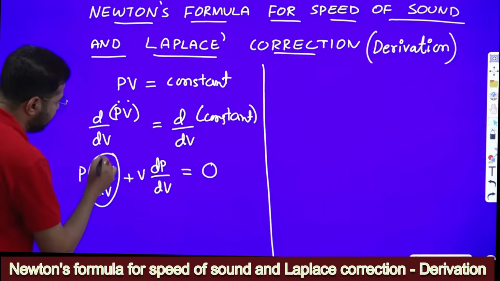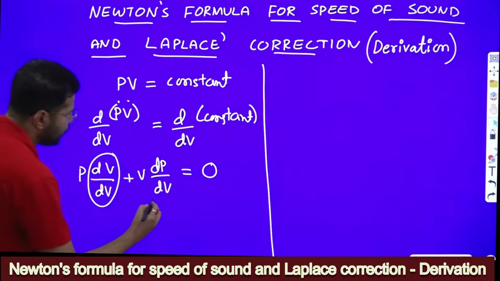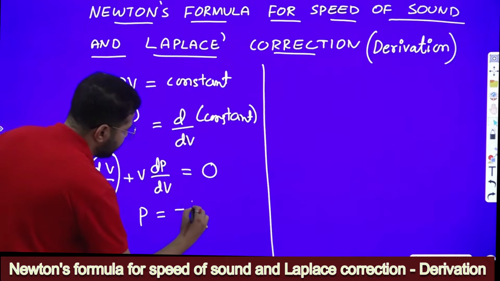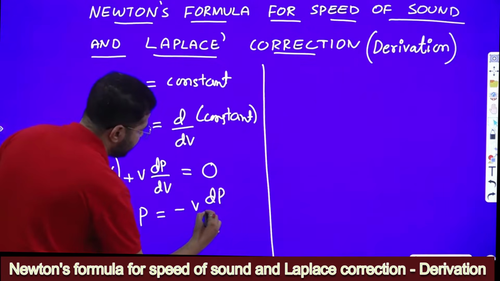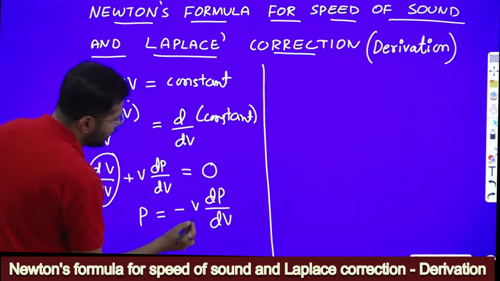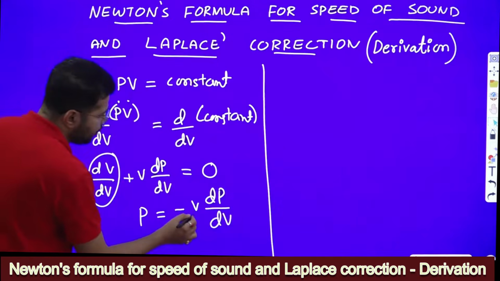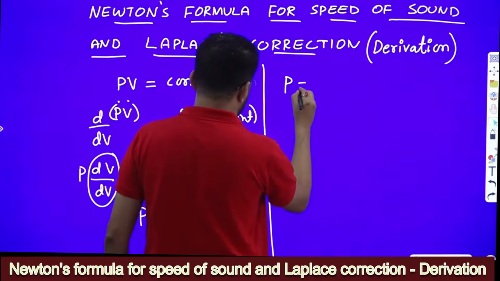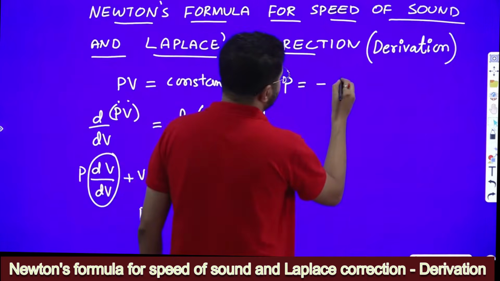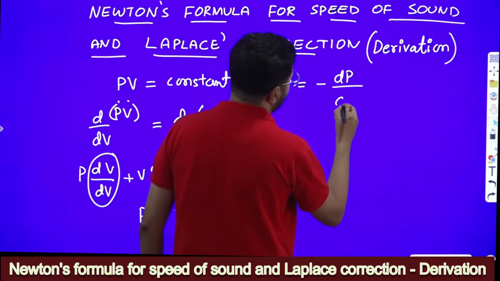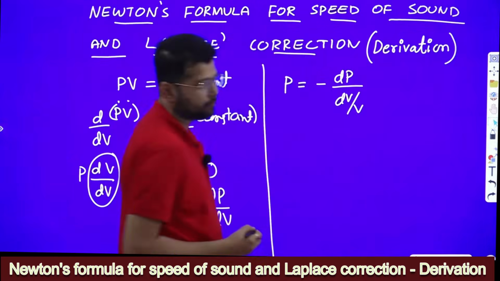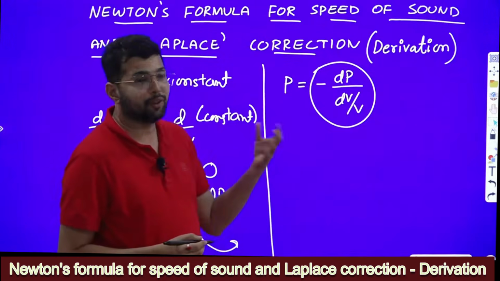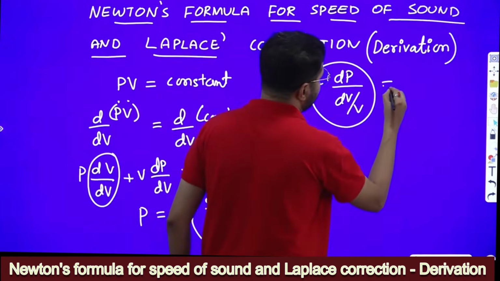So, dV by dV is equal to 1. What happens? Pressure P is equal to minus V into dP divided by dV, or V can be taken to the denominator. So, pressure is equal to minus dP divided by dV by V. From the mechanical properties of solids chapter, we know that this is the bulk modulus. So, this is equal to bulk modulus.